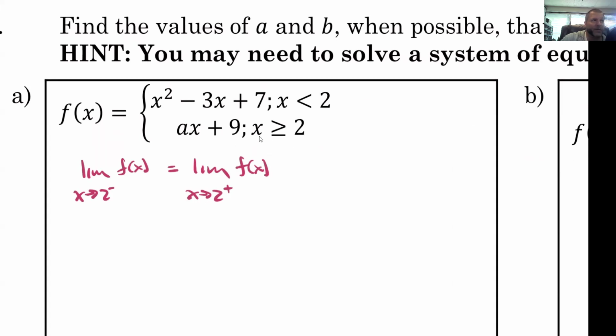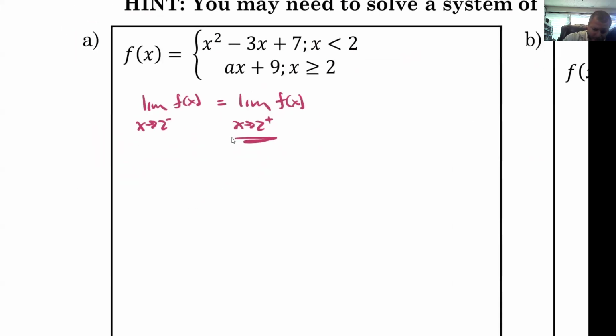But since this is defined whenever x is greater than or equal to 2, this value here is going to be equal to f of 2. So what this means is that as we approach from the left, we're taking the limit as x approaches 2 from the negative direction of x squared minus 3x plus 7. This should equal the limit as x approaches 2 from the positive direction, right? That's going to be ax plus 9.